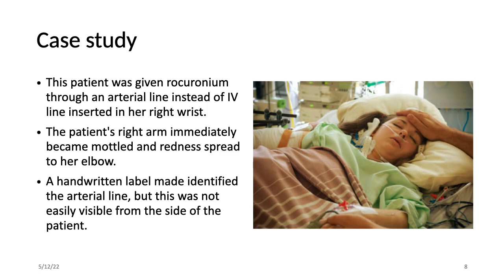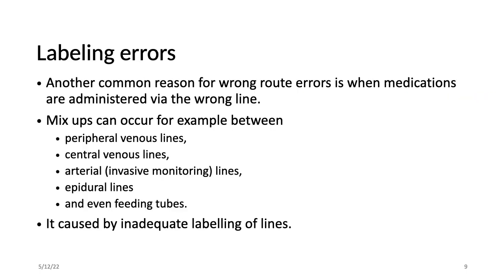This patient was given rocuronium through an arterial line instead of the IV line inserted in her wrist. The patient's right arm immediately became mottled. There was redness and it spread up to the elbow. A handwritten label made to identify the arterial line was not easily visible at the bedside, and this is why the patient ended up having the medication intra-arterially.